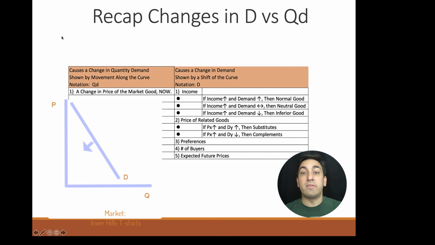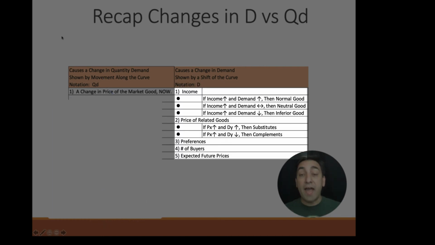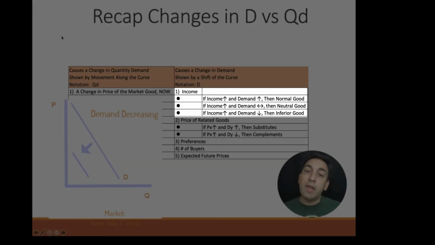Next, what I have is a change in demand. It's shown by a shift of the curve, and the notation is D. There are 5 things that can cause demand to shift. The first broad category is income. When your income changes, you have to analyze and determine if the good is most likely a normal good, an inferior good, or a neutral good.